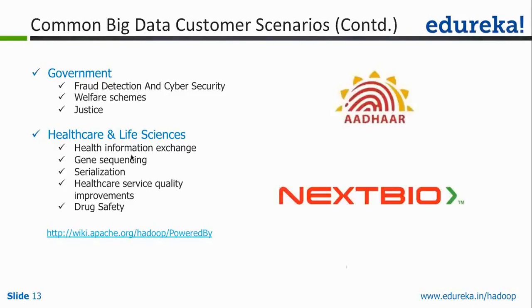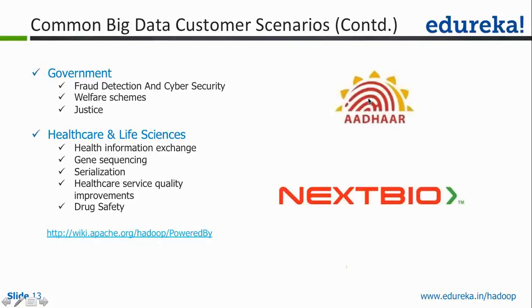Aadhaar is a scheme introduced by the Government of India, which is like the social security number in the US, where each citizen will get a unique identity, using which they can hopefully get rid of all the multiple identifications they have to carry right now. It has your photograph, your fingerprints, your eye retina image, and it has your address and everything. And if you look at this picture itself, it has the thumbprint, right?